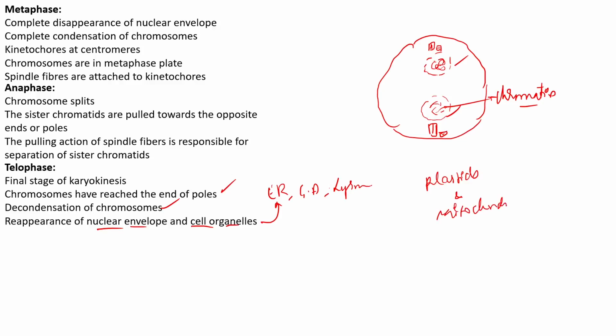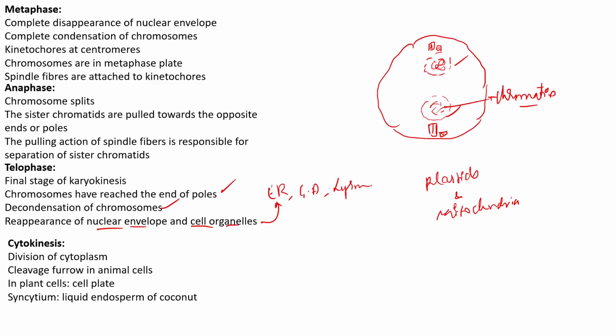Now you have to remember that the mitochondria and plastids actually don't disappear during mitosis. Instead, the mitochondria or the plastids that are present at the nearest pole become part of that particular cell. Now, the last stage we have is the cytokinesis.